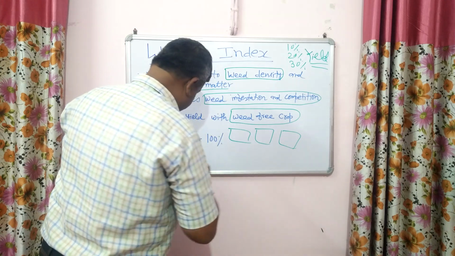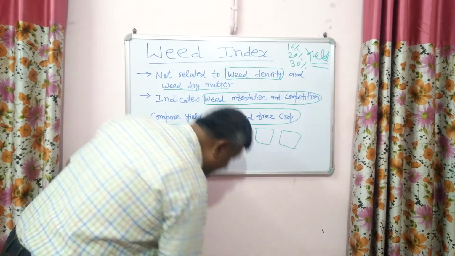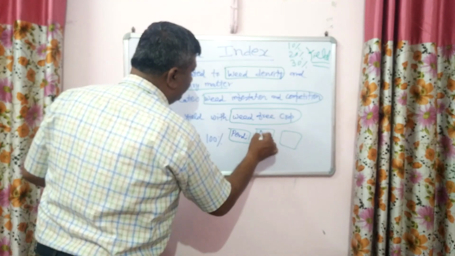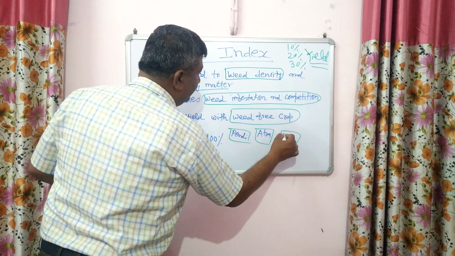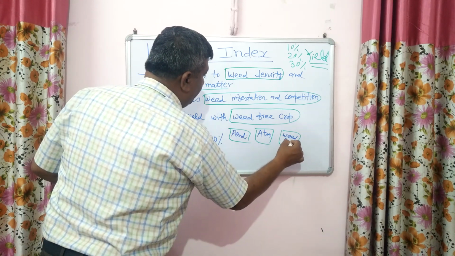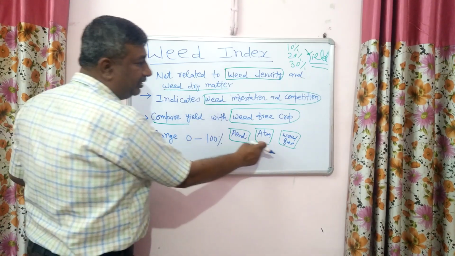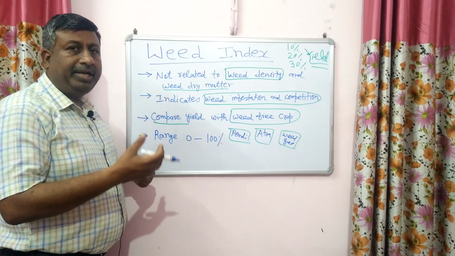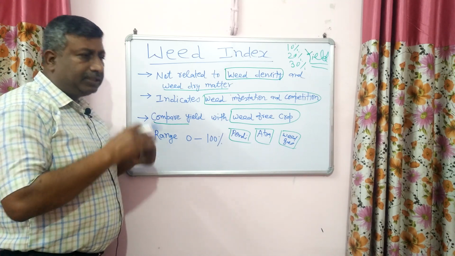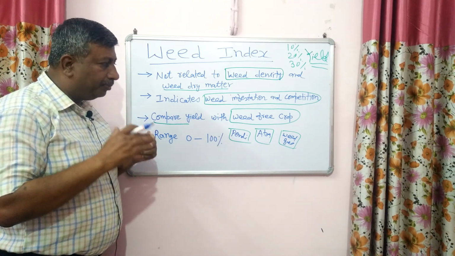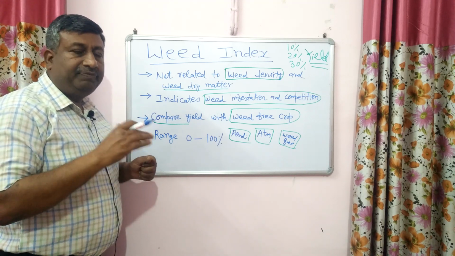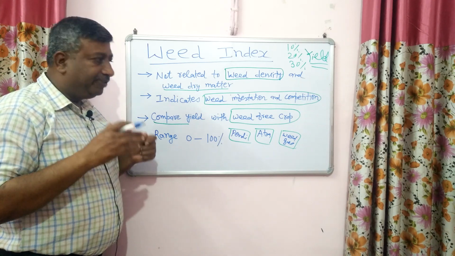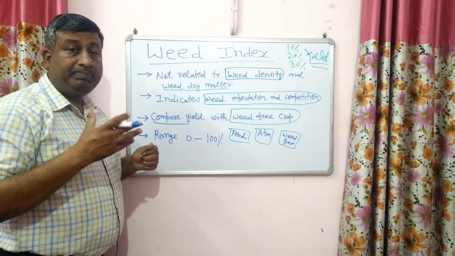For example, there are 3 plots, and in this plot, suppose we are using pendimethalin, and in this plot we are using suppose atrazine, and this is kept weed free. Means in the third plot, whenever weeds emerge, we remove the weeds. So maybe 3 hand weedings or 4 hand weedings. It doesn't depend upon the number of hand weedings. Our objective is to keep a weed free crop so that competition is zero. The objective behind the weed free crop is the maximum yield.